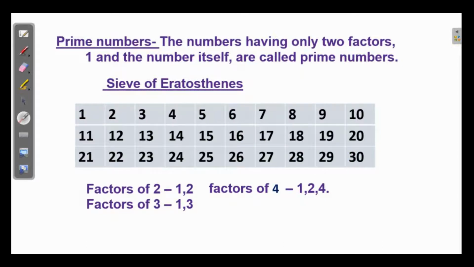Let us use the sieve of Eratosthenes. First consider this one. 1 is having only one factor, so it is neither prime nor composite. 2 is the smallest prime number. It is the only even prime number. Then the other multiples of 2 are 4, strike off, 6, 8, 10, 12, 14, 16, 18, 20, 22, 24, 26, 28 and 30. These numbers are having more than 2 factors.